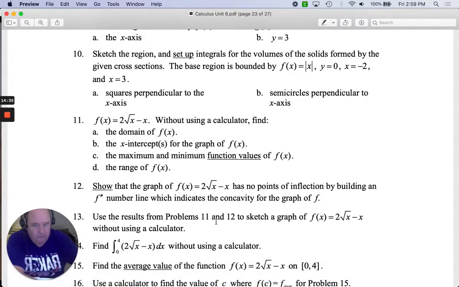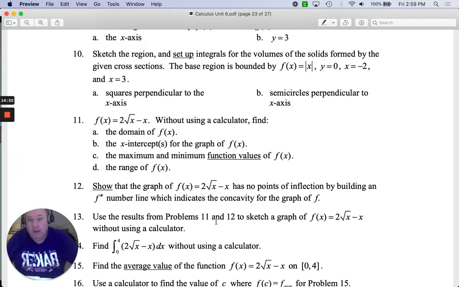All right, so f of x equals 2 root x subtract x. Without using a calculator, what's the domain? So right away, the square root of x, the domain goes from 0 to infinity. Can't have any negative numbers inside there.